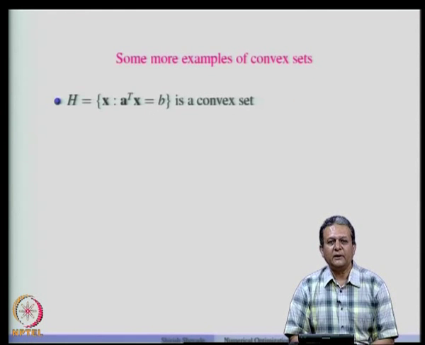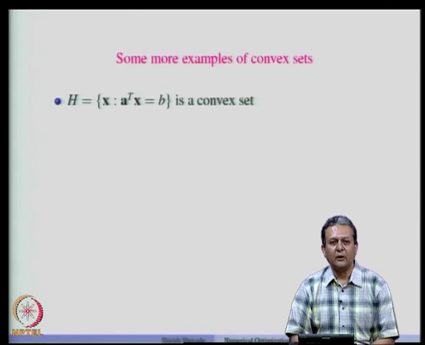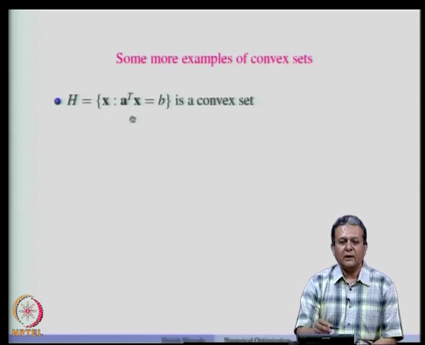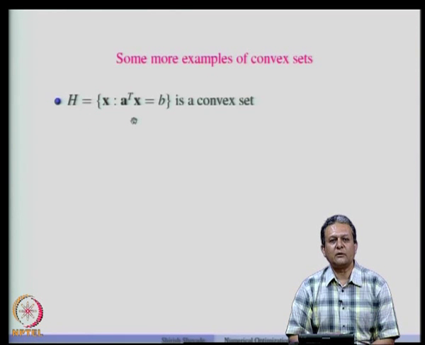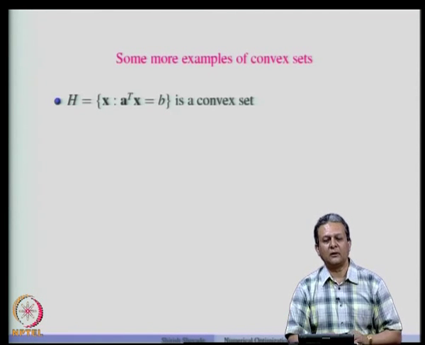Now, with these definitions of half spaces, let us look at some more examples of convex sets. The hyperplane is a convex set. It is obvious because if you take any 2 points on the hyperplane, the line segment joining those 2 points always lies in the hyperplane.